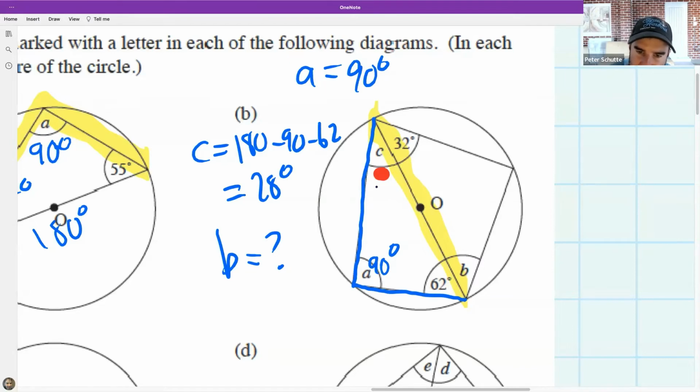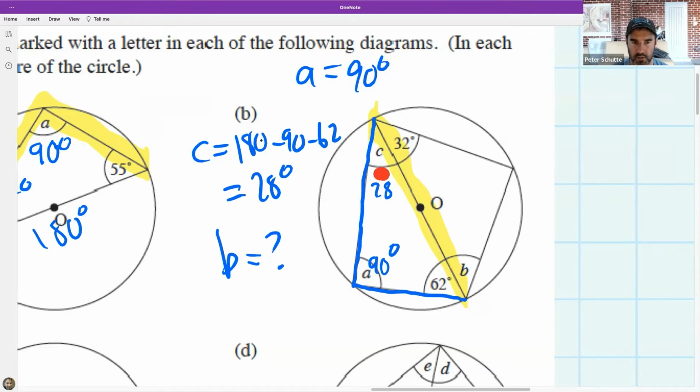So C is 28. And then I need a way to compare. I know what these two are together. They are 60, but that doesn't help me with that. And yeah, I think I'm going to have to use something called cyclic quads. So everyone's saying B is 58. Okay, so this is a little bit ahead, but let me use it as a teachable moment.